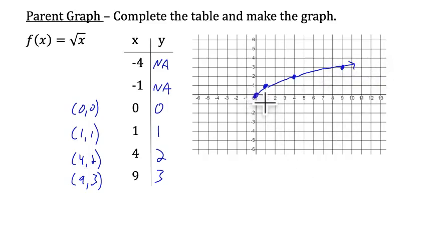Also notice the steps that we take to get these 4 basic points. We have our endpoint. And then since the square root of 1 is 1, we went over 1 and up 1. From the endpoint, to get the next point, we went over 4 and up 2, because the square root of 4 is 2. And then we ended up at 9, 3, because the square root of 9 is 3. We'll be seeing these same steps again with other equations.